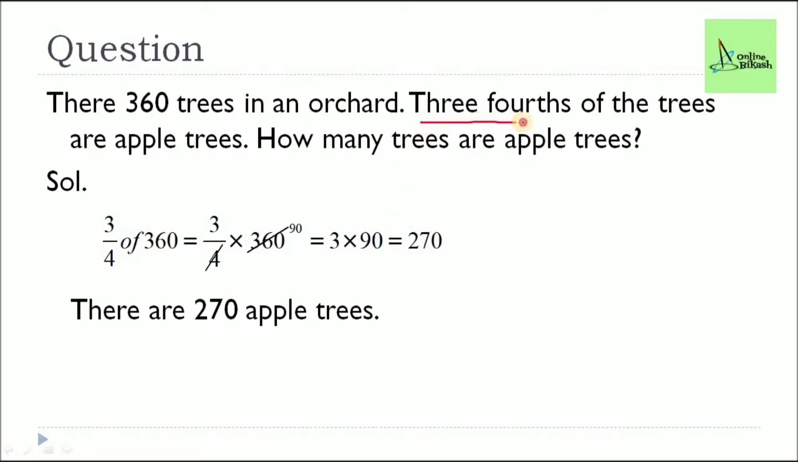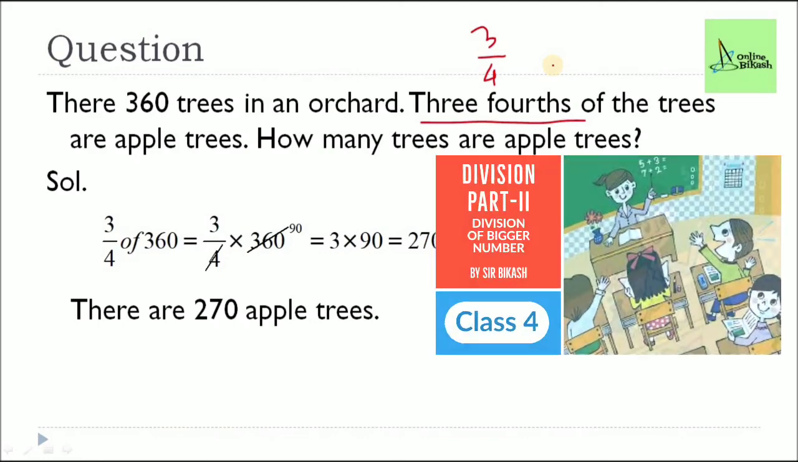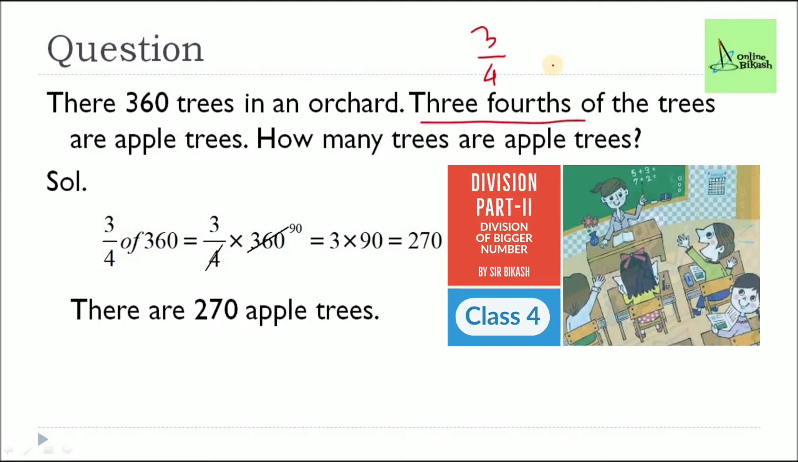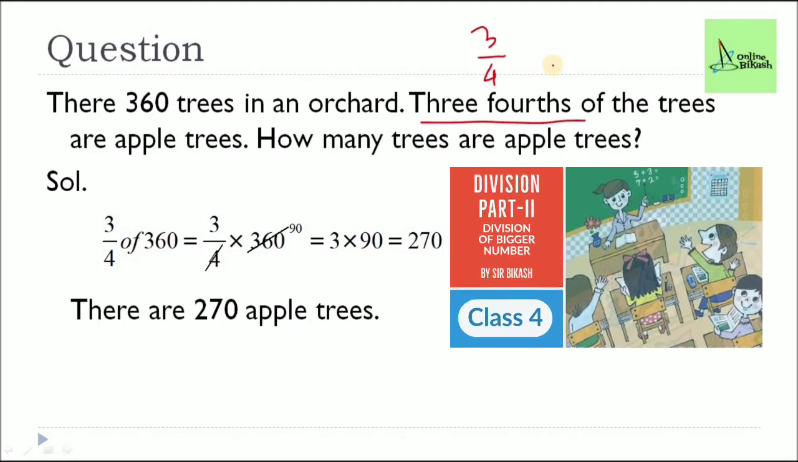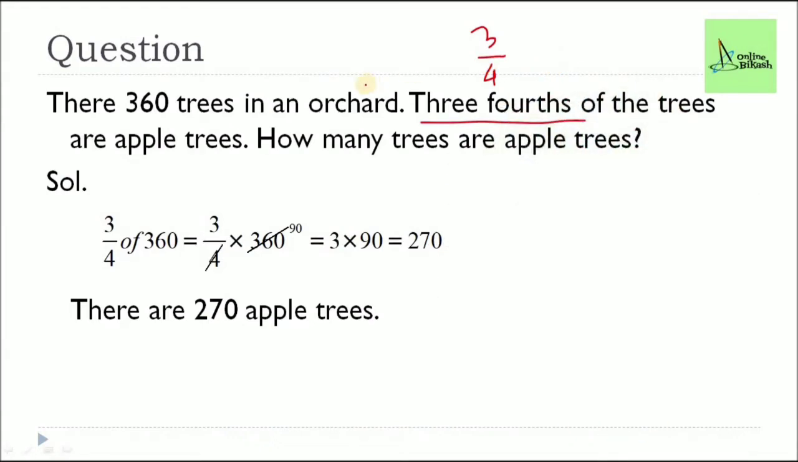If you have watched that video, then definitely you will know what is 3/4. Okay, 3/4 means what? 3/4 means 3 by 4. If you have not watched that video yet, then please watch that video, and you will get the link of that video in the description. Okay, yes, this is the video. 3/4 of the trees are apple trees.